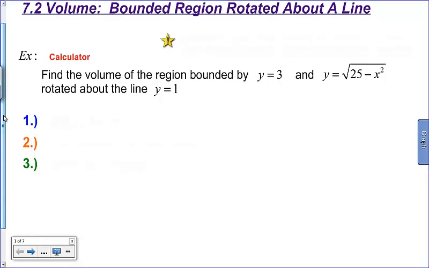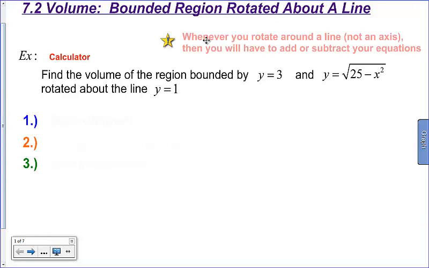One big hint that I have for you is that whenever you rotate about a line and it's not an axis, you always have to add or subtract some equations. So your radii are going to have an addition or a subtraction in it, and you'll see that in just a little bit, but I just want that to be a highlight of this. Whenever you rotate about a line and not an x or y axis, you're always going to have an addition or subtraction onto each of your radii. So we'll go ahead and figure that out here in just a second.